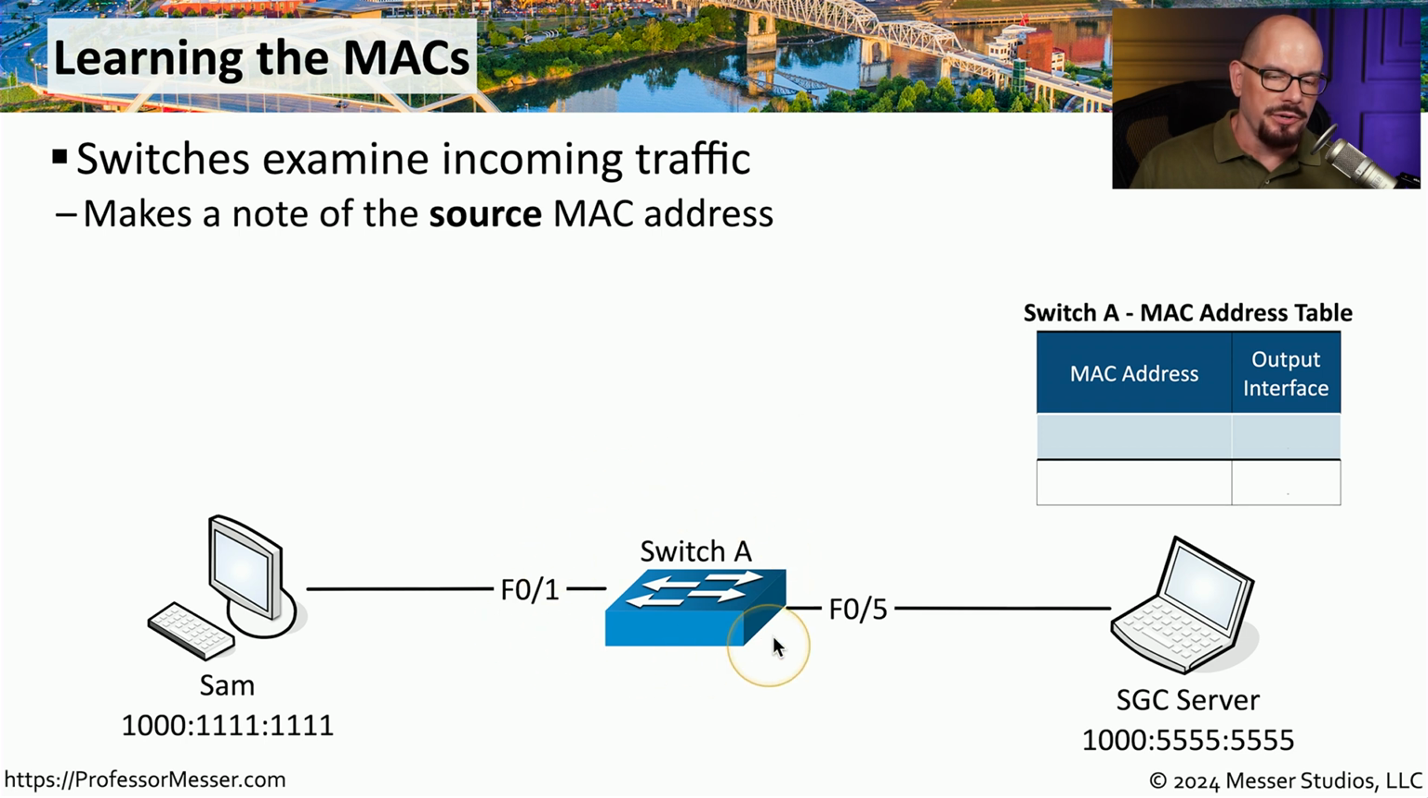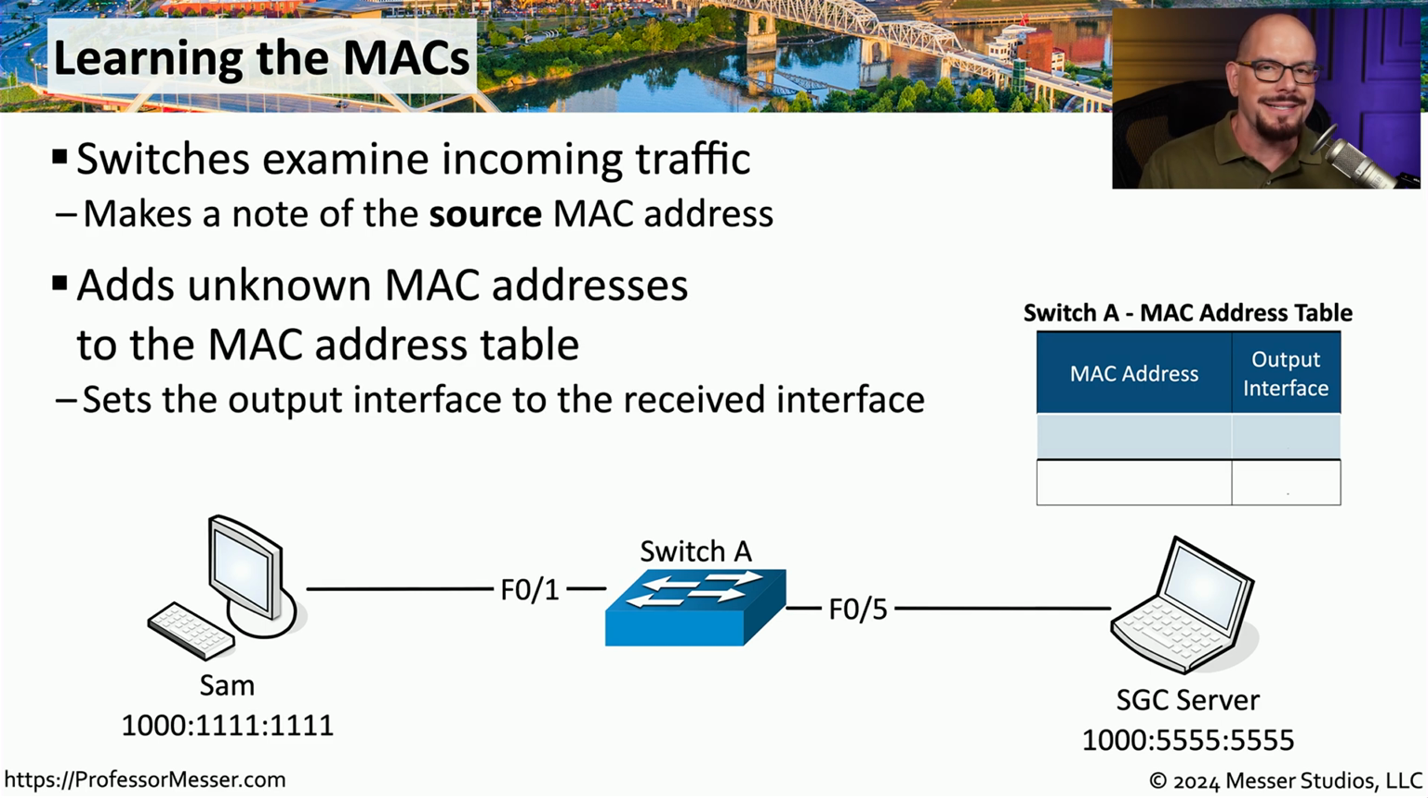As we mentioned earlier, the switch is going to examine all inbound traffic and look at the source MAC address associated with the frame. If that source MAC address is unknown to the switch, it will add that source MAC address to a table and keep track of all of the inbound source MAC addresses that it happens to see.